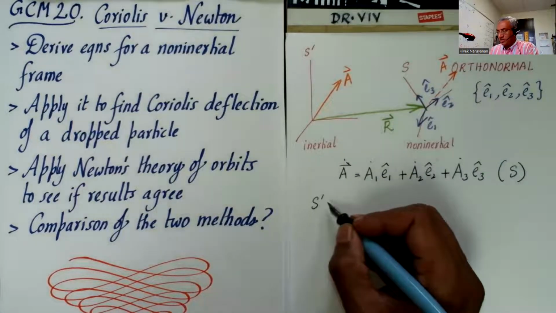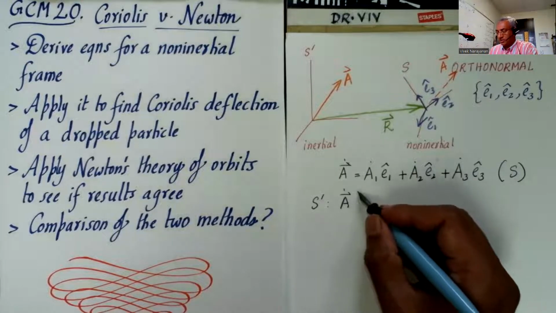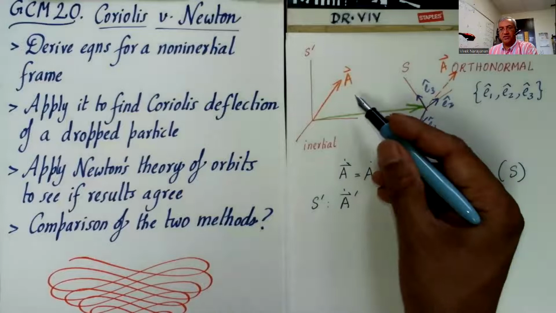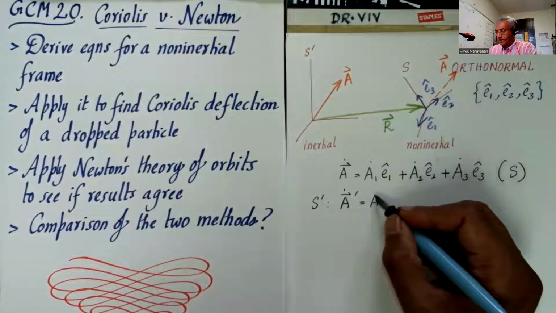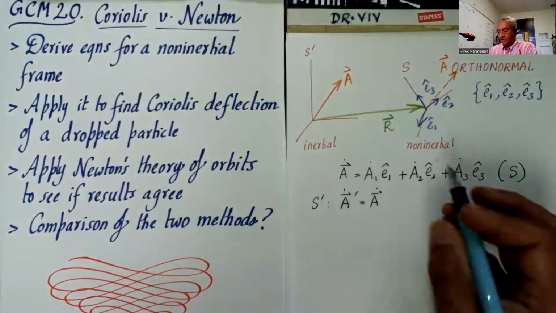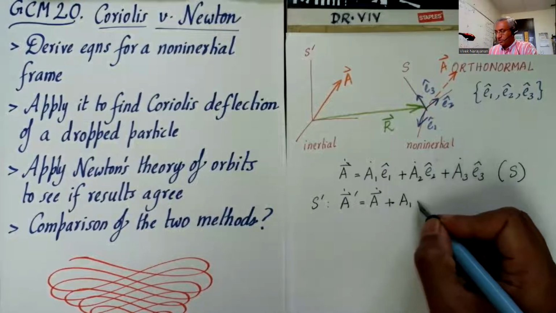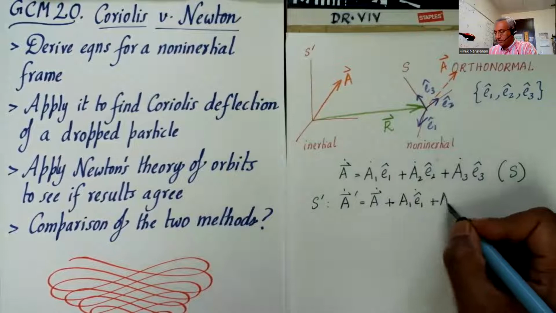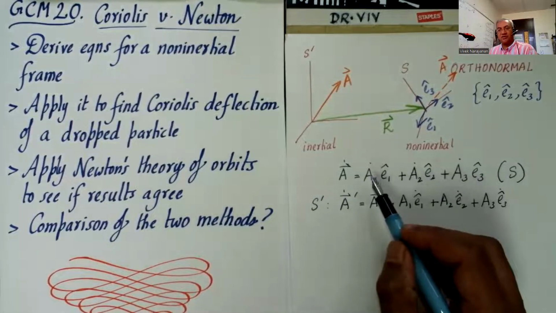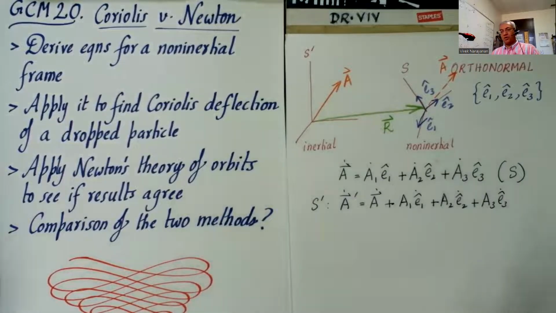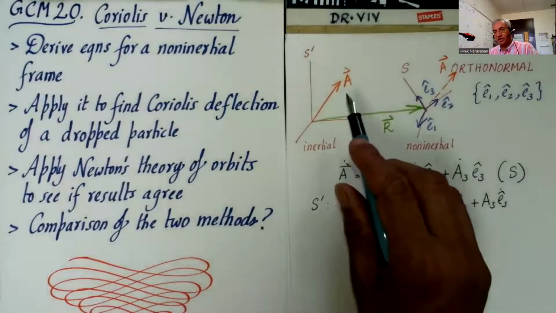So in S prime, the story is going to be like this. A dot prime, which is the vector as described in the prime coordinates, is going to be whatever you had here plus an additional change coming from the fact that E1, E2, and E3 themselves are moving. These A1 dot, A2 dot, and A3 dot come from whatever is going on with the vector A. Maybe it's expanding in all three directions, or expanding in two directions and contracting in one direction. That vector is free to do whatever it wants to do.